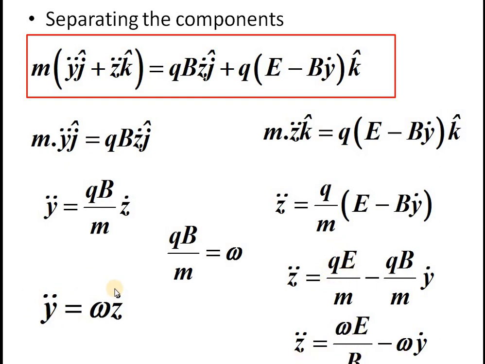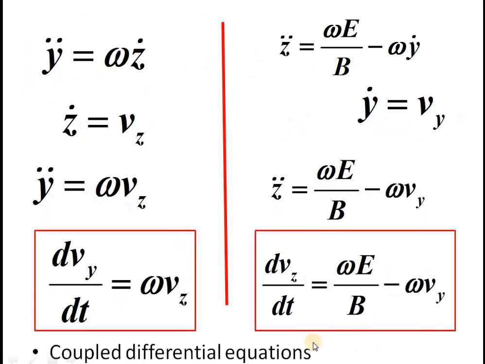So we got a y double dot here and a z double dot here. Both are mutually dependent: y depends on z, and z depends on y. So we have to solve it. Let us see how this is solved. z dot, we know, is equal to the velocity vz. So replacing, we get y double dot is equal to omega vz. You can write this as d square y by dt square, or dvy by dt, the rate of change of velocity along the y direction, and on the other side you have omega vz.